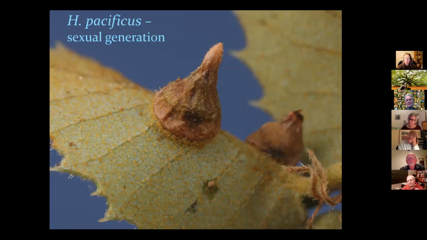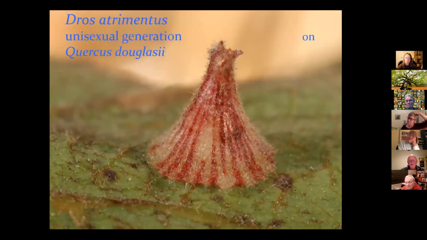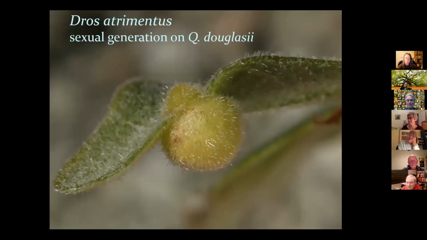All of the females come out. And here we've got the sexual generation on leaves. So the spindle gall was a stem gall, and now we've got leaf galls as a short sexual generation. This one is the unisexual generation on blue oak, and it's also a single wasp in there. And here is the sexual generation, also on blue oak. Not very long lived, turn brown later, won't look like much.